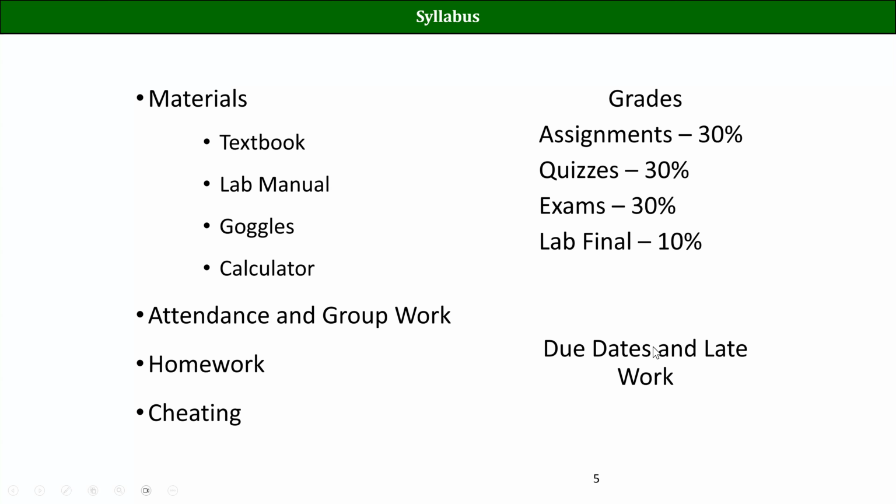Due dates, late work, not a whole lot to worry about, turn stuff in on time. If it's late, usually what I do is 10% off per lecture that it's late. The exception being those quizzes, because if you don't do those on time, then I can't talk about the answers to the quizzes to review for the next lecture.